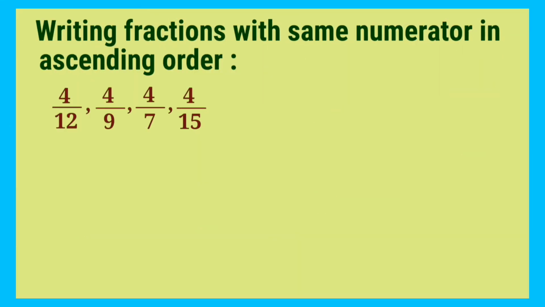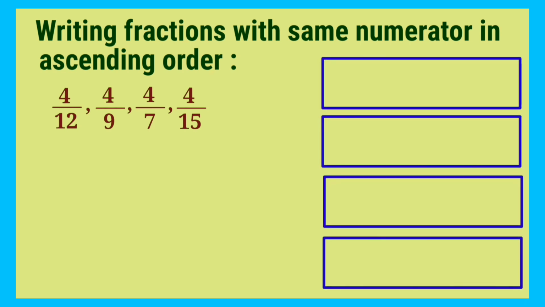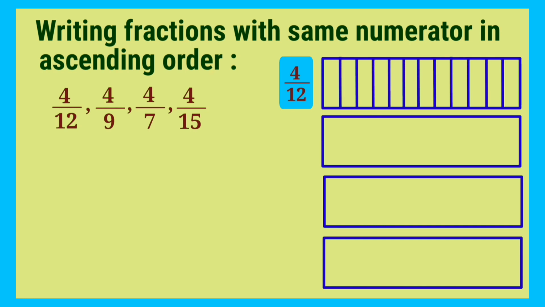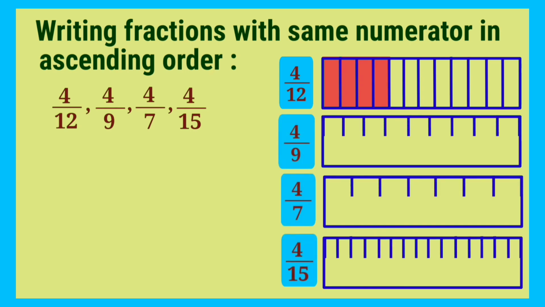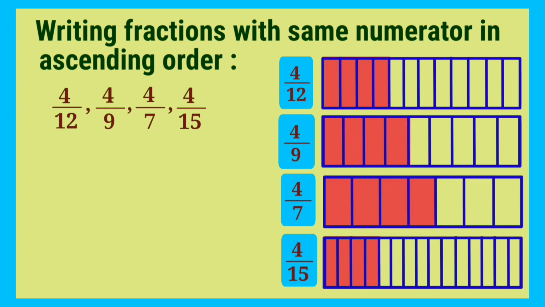Now let us learn how to arrange fractions with the same numerator in ascending order. Here we are given 4 fractions all with the same numerator. We'll express these fractions using equal rectangles. For the 4 over 12 fraction, we'll divide this rectangle into 12 equal parts and color 4 special parts. And similarly, other fractions are also expressed in the same manner. To find the smallest and largest fractions, we'll take into consideration the special parts of these fractions.